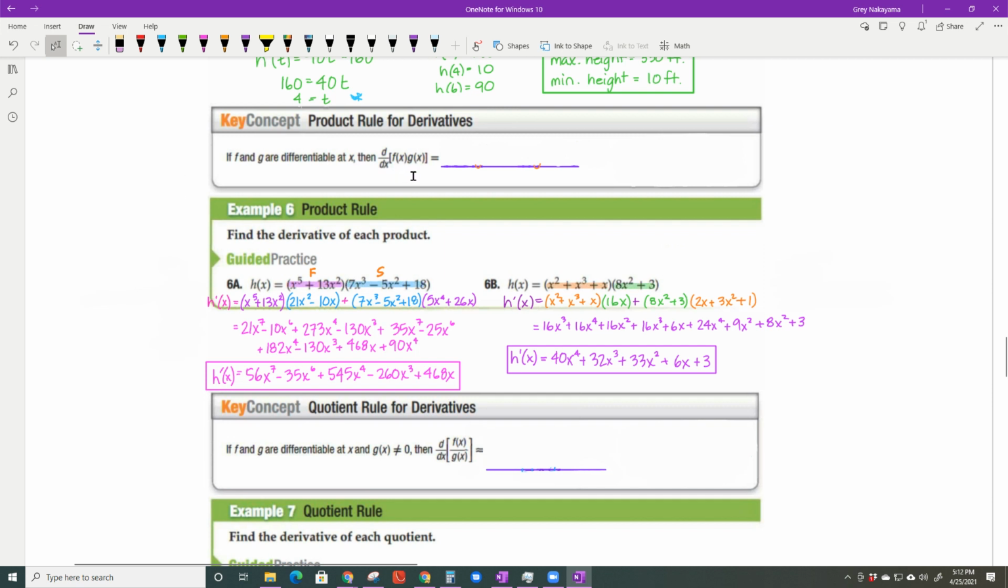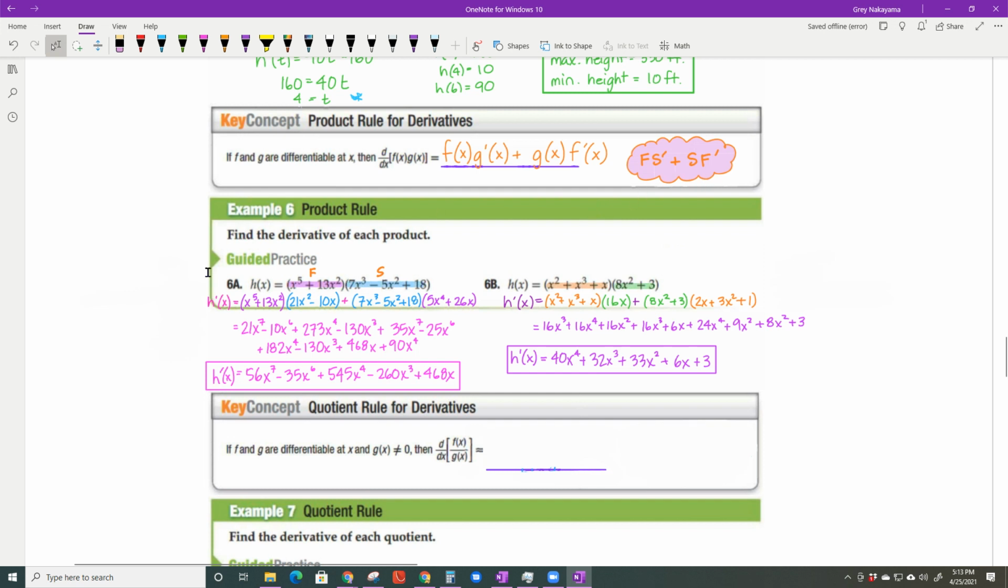Okay, and so what it is the first function times the derivative of the second function plus the second function times the derivative of the first function. Now that might be a lot to remember to write, so I actually write it like this because it's the same thing. So this says first times the derivative of the second plus the second times the derivative of the first.